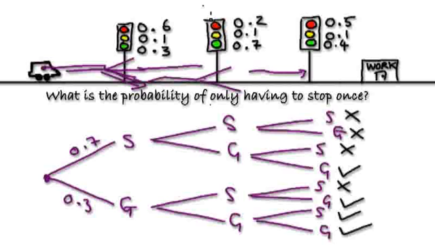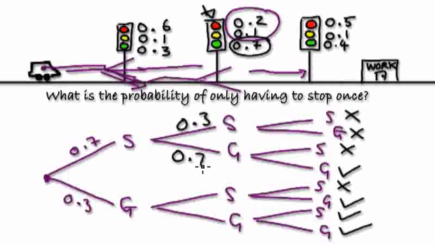Let's look at the second set of traffic lights here. So the probability of us stopping would be 0.3, because we're going to merge these two together. Okay. 0.3. And the probability of us going would be 0.7. So here, stopping would be 0.3, going would be 0.7.